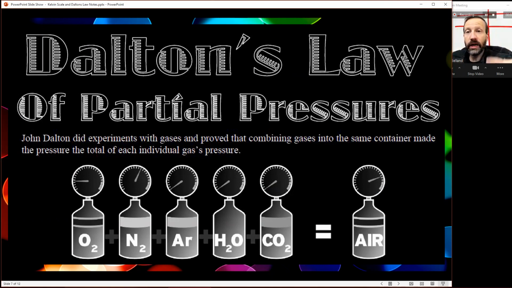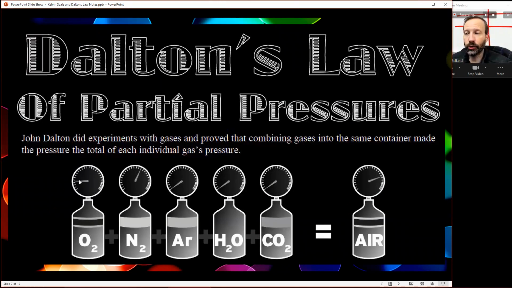Okay, but what does this pressure come from? Well, it's from pressure of the nitrogen and the oxygen and the carbon dioxide and the argon and the water vapor and all that in the air adds up together to one big giant pressure pushing down on us all the time that we don't notice because we're totally used to it. And that's exactly what Dalton's law says.